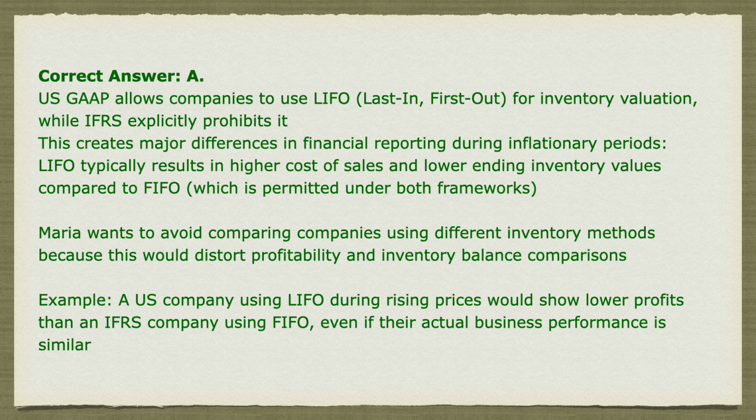LIFO typically results in higher cost of sales and lower ending inventory values compared to FIFO, which is permitted under both frameworks. Maria wants to avoid comparing companies using different inventory methods, because this would distort profitability and inventory balance comparisons. Example: a U.S. company using LIFO during rising prices would show lower profits than an IFRS company using FIFO, even if their actual business performance is similar.